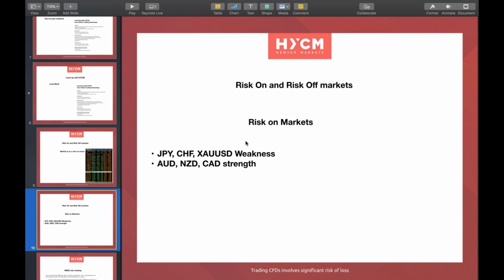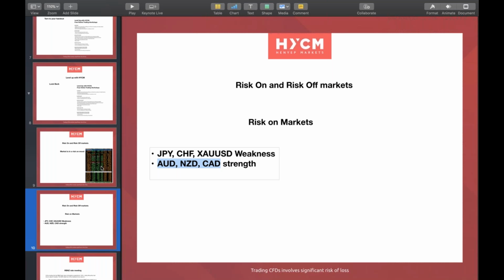So in risk-on markets, we'd expect the following. We expect yen and Swiss franc weakness, and generally gold weakness, and we'd expect Australian dollar, New Zealand dollar, Canadian dollar strength. So these are the commodity currencies. And generally speaking, it makes sense, doesn't it?